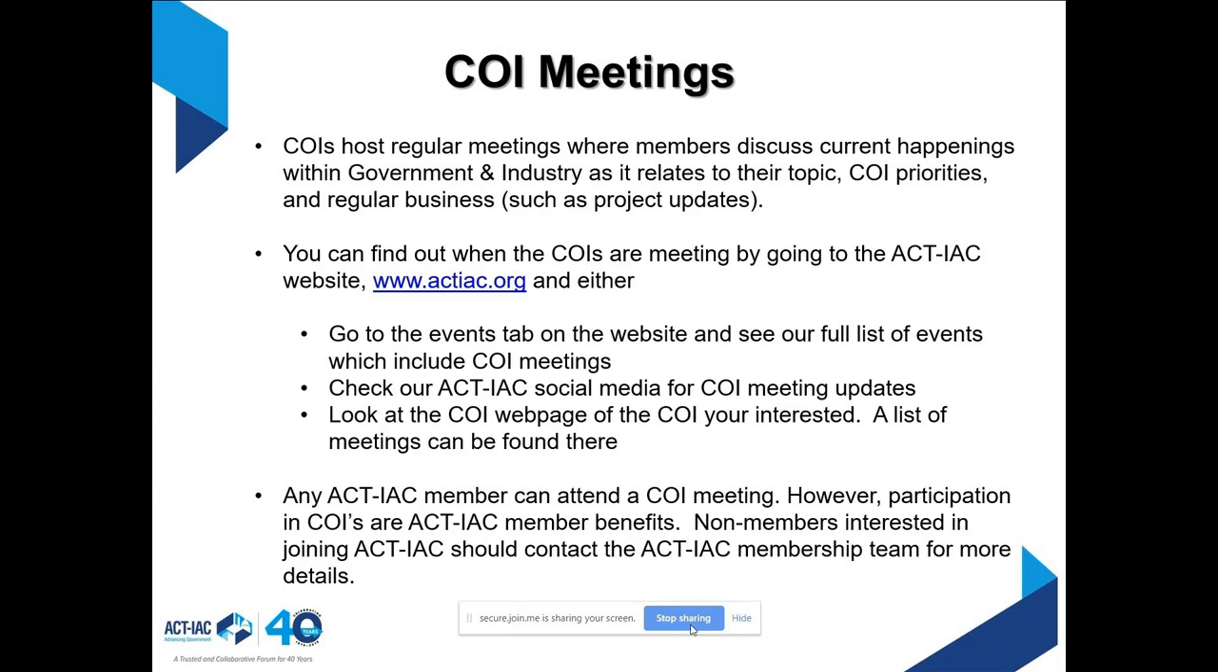And as mentioned in the previous slides, in order to participate in these meetings, you will need to be an ACT-IAC member. These meetings are free to any member, whether you're a member of the COI or not. And you can decide how you want to be involved in the COI. If you have the bandwidth, you can participate in the projects. And the projects are listed on the COI websites themselves, so you can see what projects are being undertaken. Or if not, at the very least, you can just attend the COI meetings. For the most part, there's a remote participation option for these meetings, so you don't even have to leave your office.